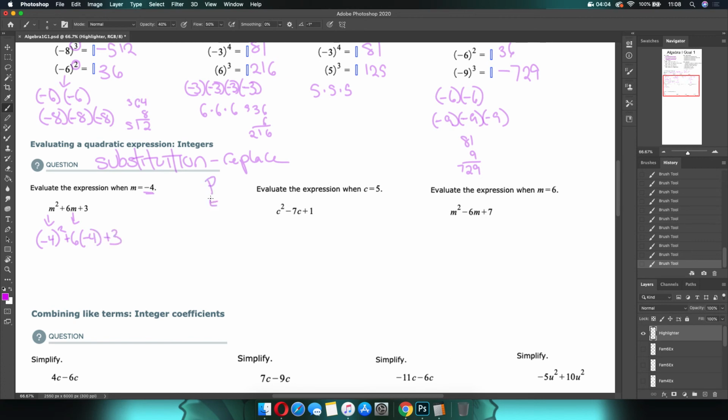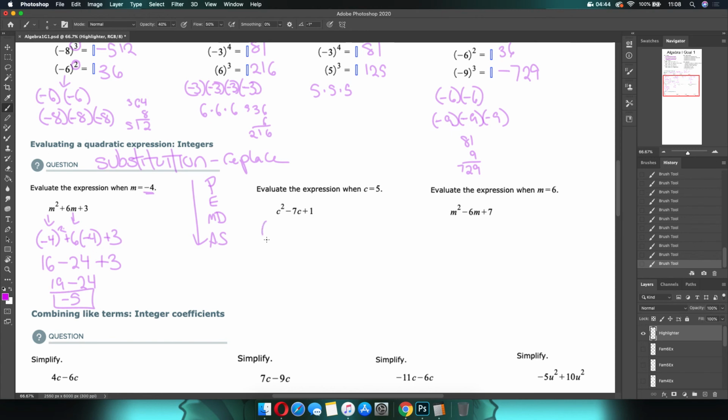From here, we are going to order of operations the hooey out of this. You can see I'm getting ahead of myself. You always go down, parentheses, negative 4. Okay, next is exponents, negative 4 squared, which we just did. Negative 4 times negative 4. Negative times a negative is a positive. 4 times 4 is 16. 6 times negative 4 is negative 24. And then plus 3 doesn't have any of the early stuff, so we just put it down. And now we can do addition and subtraction. So 16 and 3 is 19 minus 24. That's going to be negative 5 is our answer.